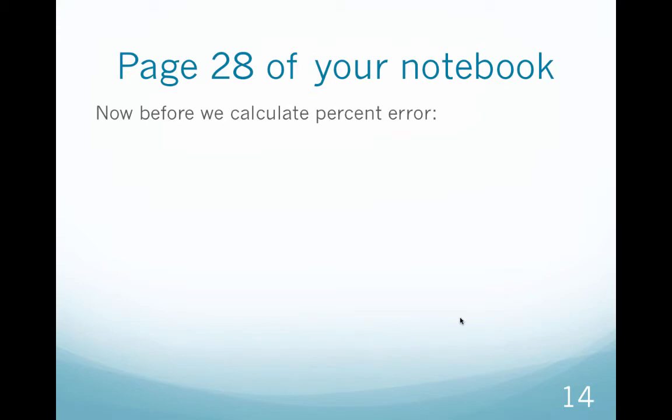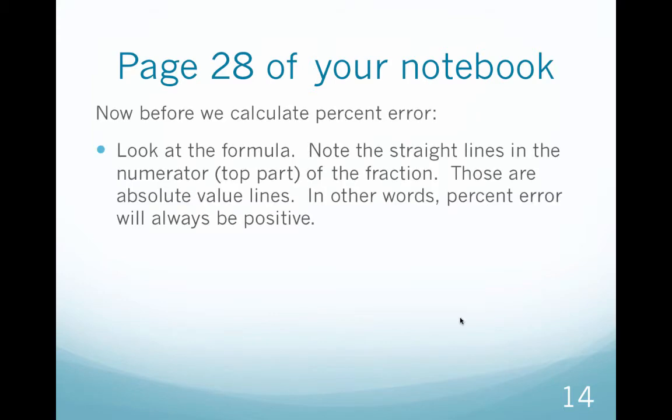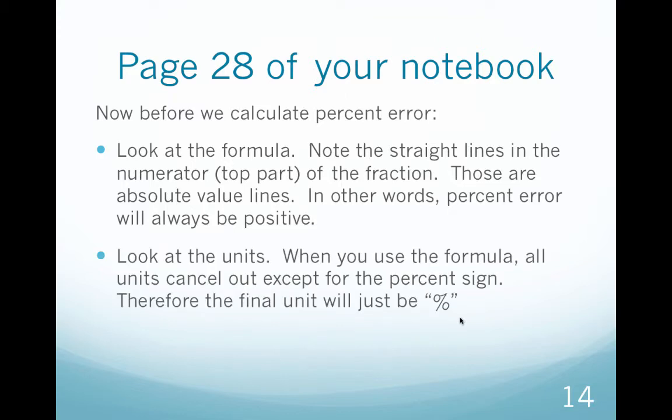All right, so before we calculate percent error, look at the formula. Note the straight lines in the numerator, which is the top part of the fraction. Those are absolute value lines. In other words, percent error will always be positive. Look at the units. When you use the formula, all units cancel out except for the percent sign. Therefore, the final unit will just be a percent.